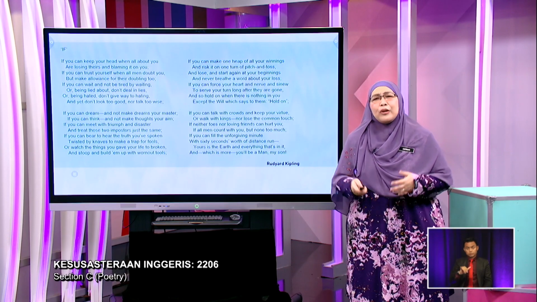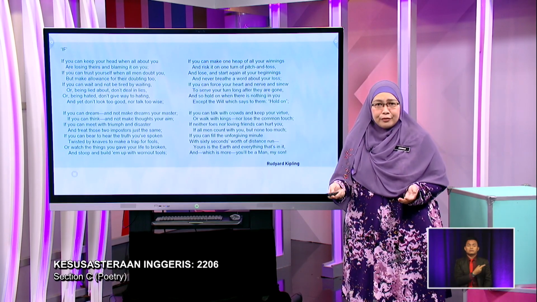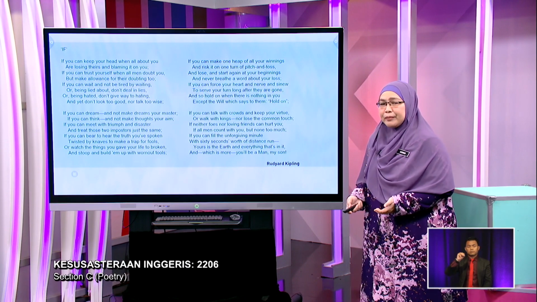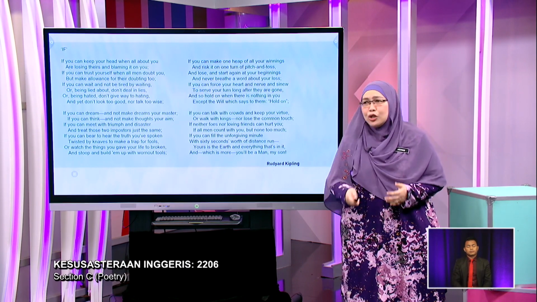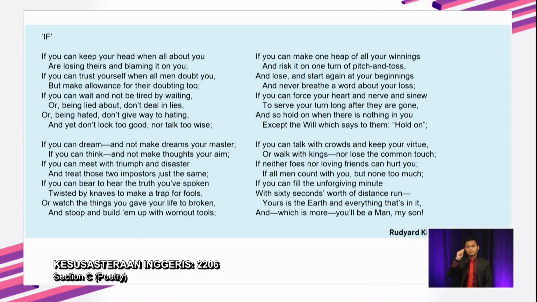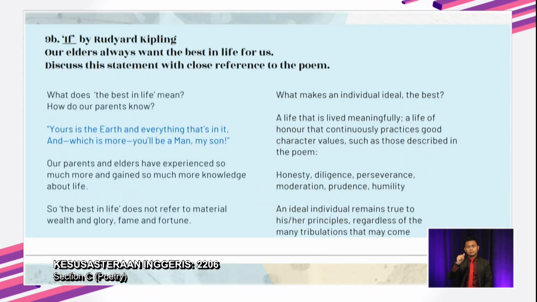Let's imagine that we are given the poem If by Rudyard Kipling. The 4 stanzas are given, you know the poem very well, you just refresh your memory and focus on the question. The question given is, our elders always want the best in life for us. What are we going to do? We are going to focus on 2 things. Who are our elders? And what do they mean when they say the best in life?